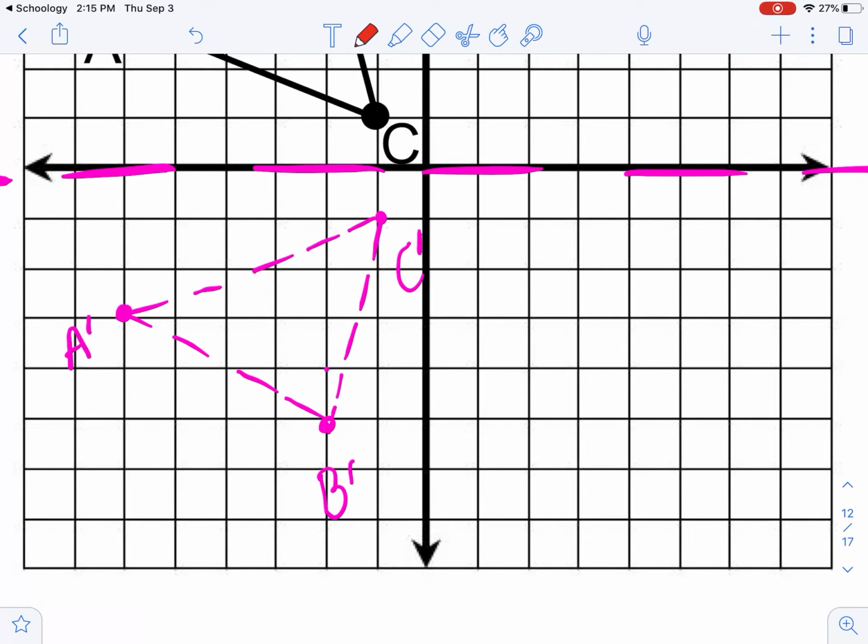Right 6, up 2. I'll start with C prime. 1, 2, 3, 4, 5, 6, up 1, 2. This is C. It's not C prime. It's C double prime. A, right 6. 1, 2, 3, 4, 5, 6, up 1, 2. Here's A double prime. And then finally B prime right here. This is going to be my image, my final image, but we just call it an image.